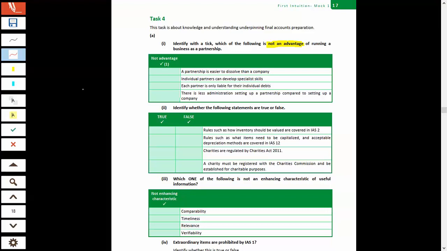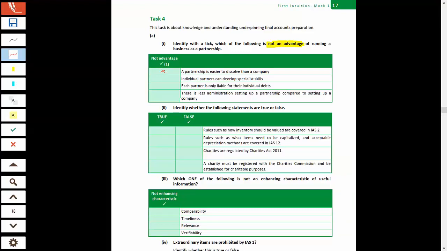A partnership is easier to dissolve than a company. Now, oddly enough, this is positive, isn't it? This isn't an advantage. It's a bit of a funny one. We don't want a company to dissolve, and it's never a good thing, let's be completely honest. But in terms of what the statement is saying, it is correct. It is easier to dissolve than a limited company.